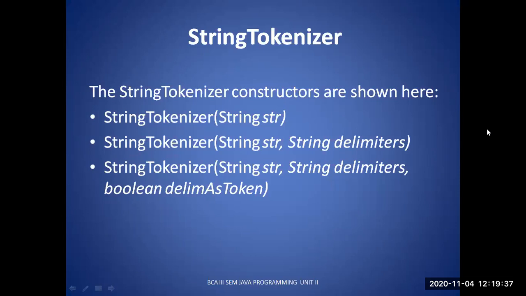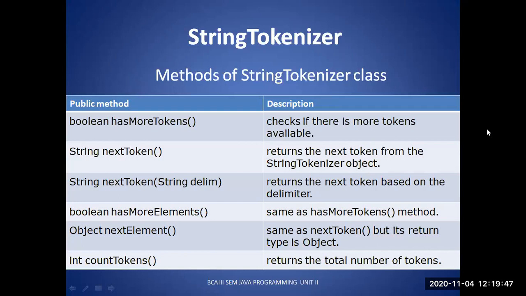Next, StringTokenizer contains three constructors: one with one parameter, the second with two parameters, and the third with three parameters. The methods possible in the StringTokenizer class are hasMoreTokens, nextToken, along with hasMoreElements, nextElement, and countTokens. So these are the six methods most used by this StringTokenizer class.